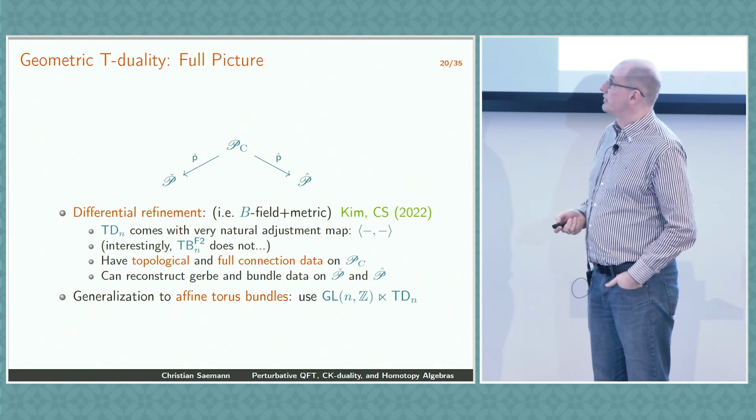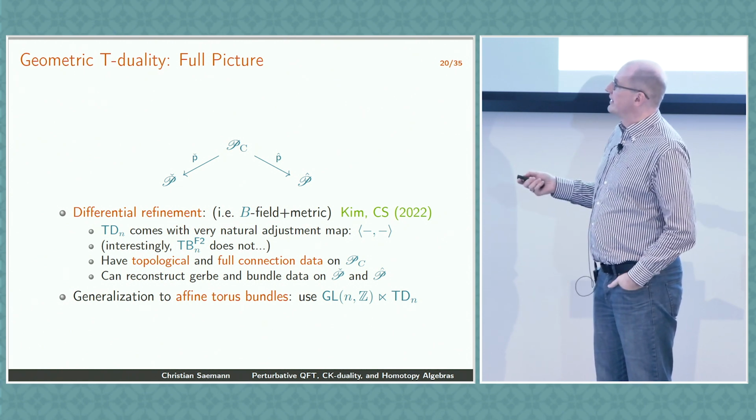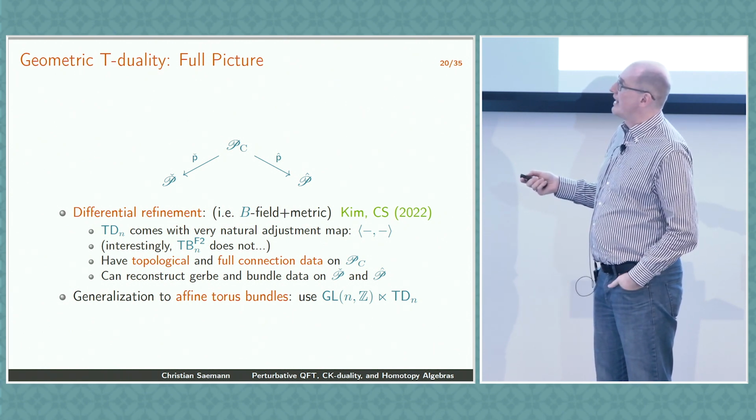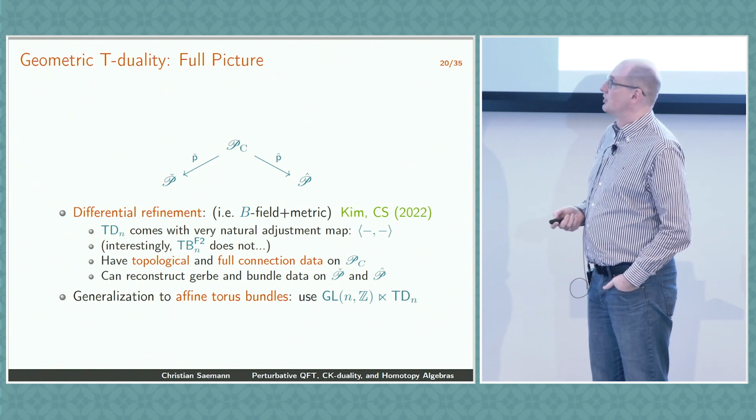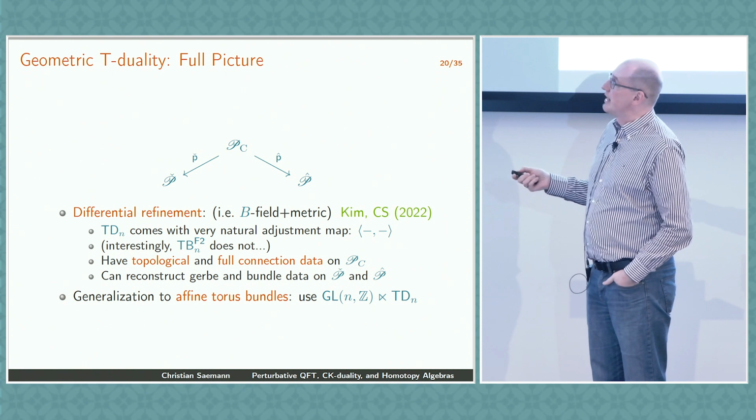And we can define adjusted connections on these principal 2-bundles. There's an interesting observation that this TBF2N does not. So it's not completely clear what that means. But at the other end, you can show that any TBF2N bundle is equivalent to a TDN bundle, and then you can adjust there.